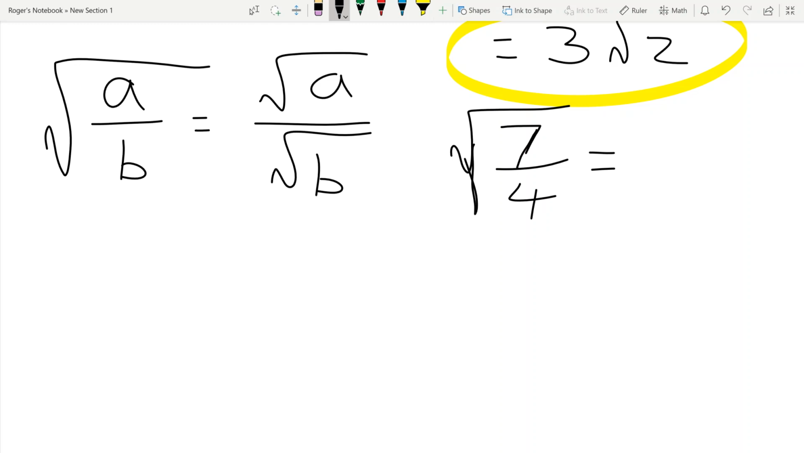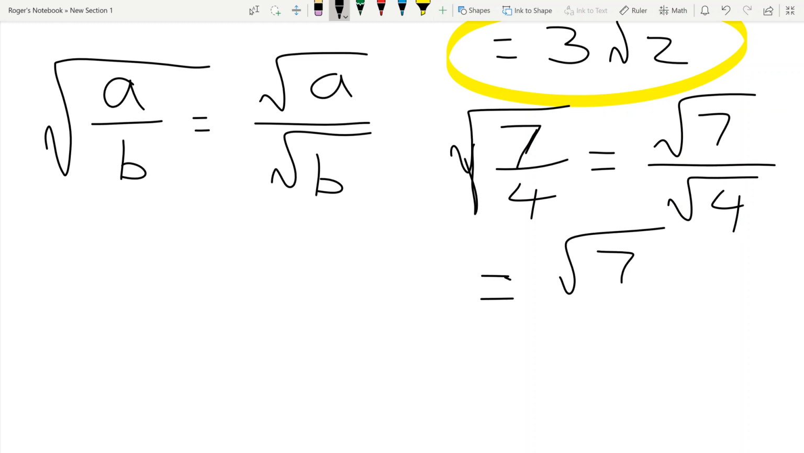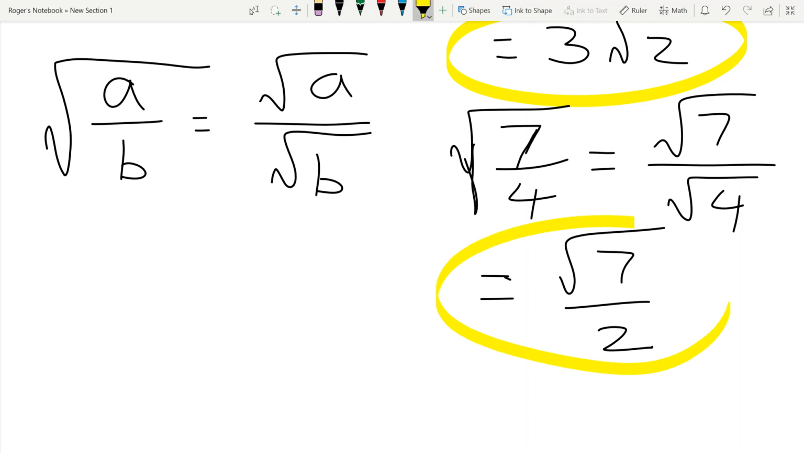Well, that would be equal to the square root of 7 divided by the square root of 4, which would be equal to the square root of 7 over 2. Square root of 7 over 2, and that would be simplified. Okay. So 2 rules here that are simple but very important.